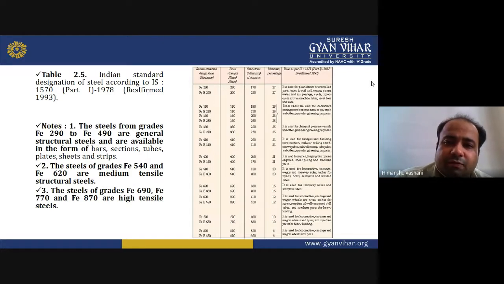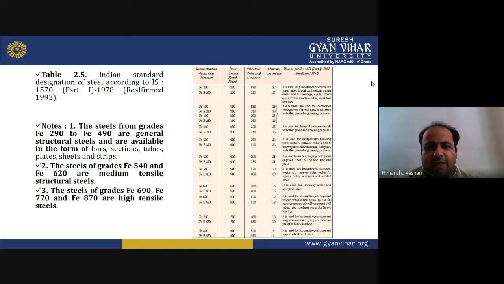Then if you go to the others, like Fe310 or FeE230 or Fe330 or FeE220, you can see the application is that these tubes are used for locomotive carriages and construction, screw stocks and other general purposes. So you can see how the applications are there and how the Indian standards have segregated the steels, so that a particular application has the minimum tensile strength and yield strength it requires.